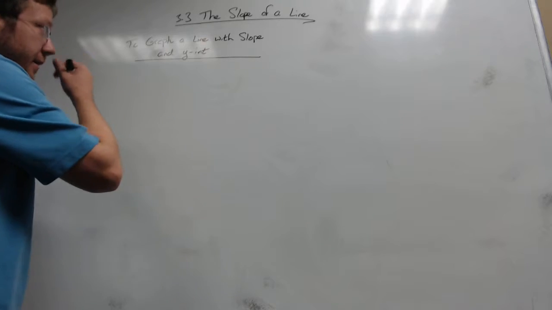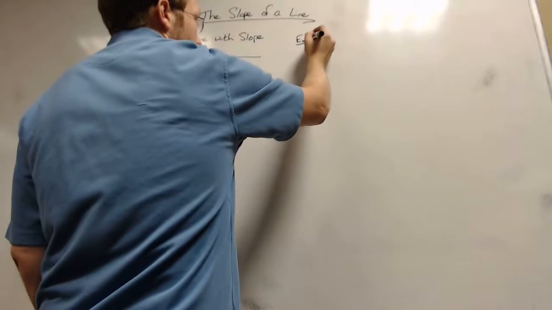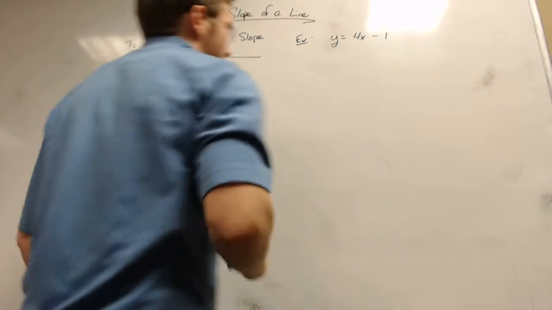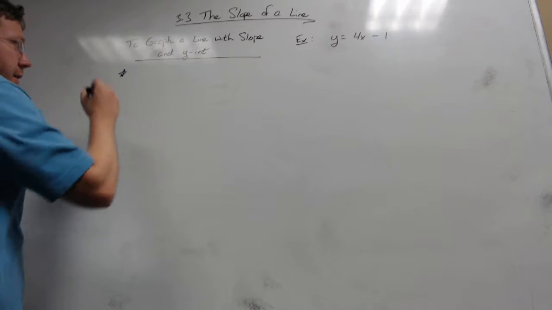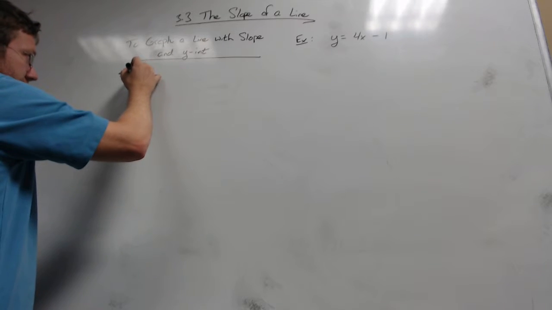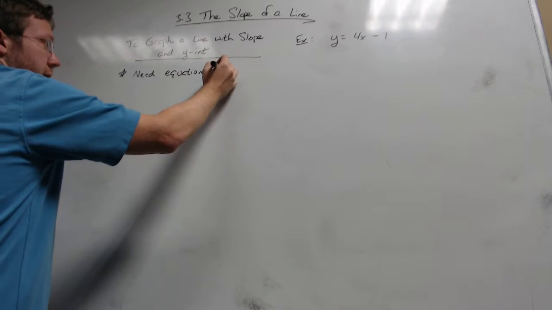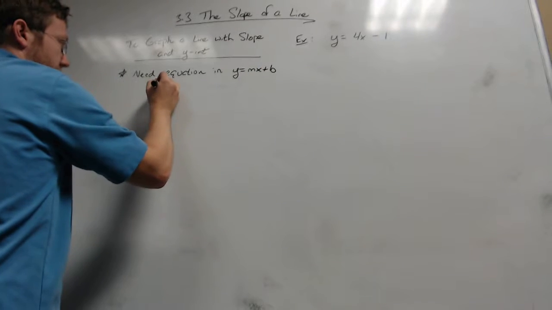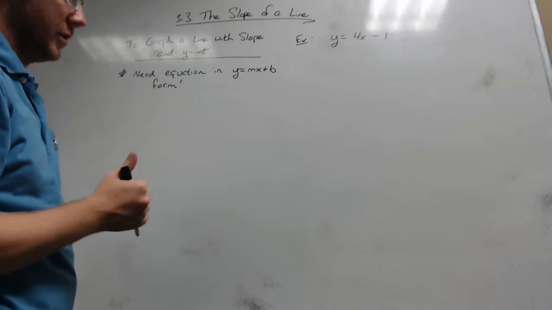All right, so if we want to graph a line with a specific slope and y-intercept, let's look at an example here. Let's say y equals 4x minus 1. First, we would need to find the slope and y-intercept, so we need the equation in y equals mx plus b form. Which in our example it is, y equals 4x minus 1. We're good to go, we like that.